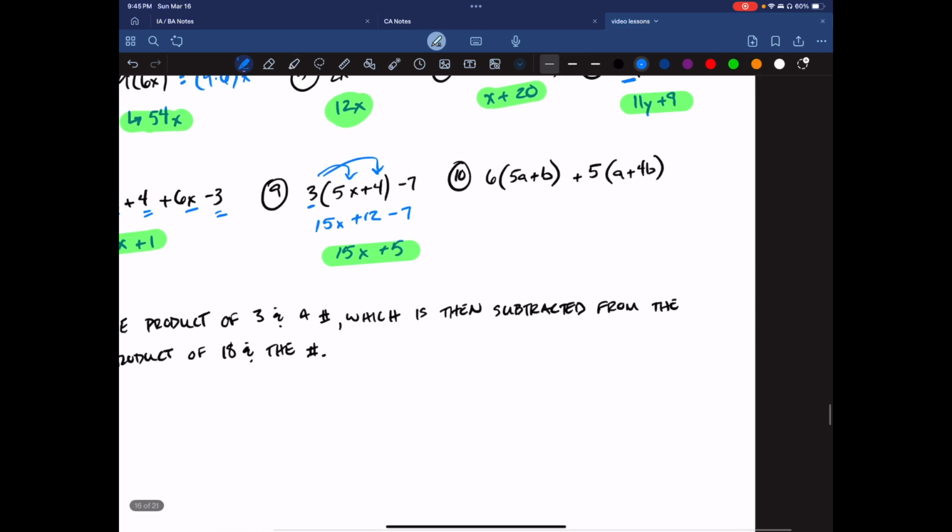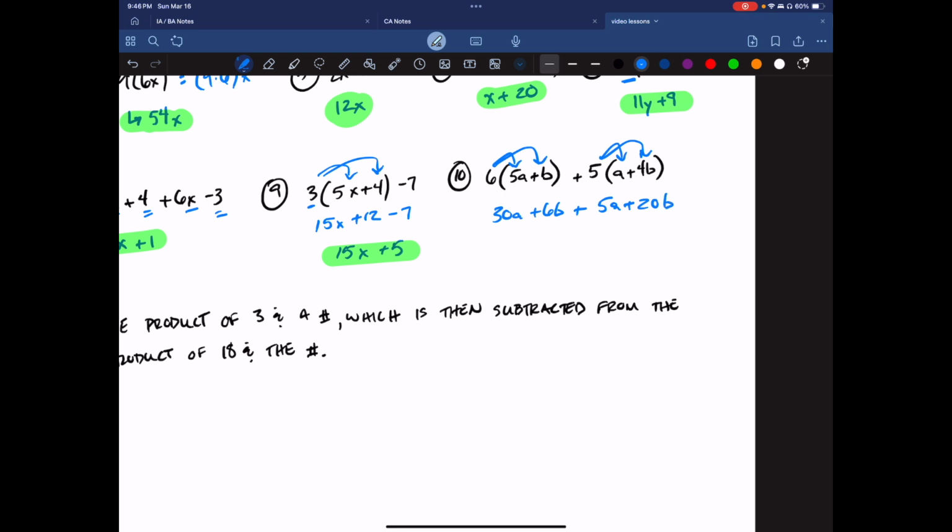Okay. Number 10, there's a lot going on here, but we're just going to take it one step at a time. We're going to distribute everything, or expand everything. And so I'm going to say 6 times 5, A and B. All right, so 6 times 5 is 30, and the A just kind of comes down. 6 times B is 6B plus 5 times A is 5A plus 5 times 4 is 20, so it's going to be 20B.